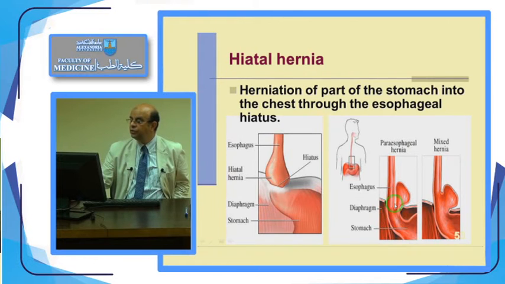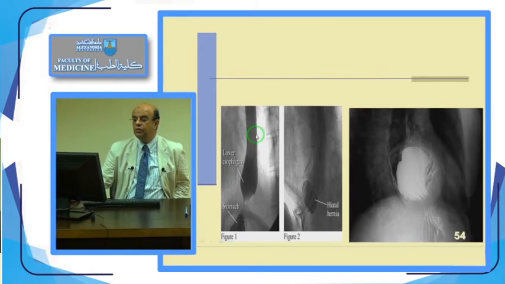In the paraesophageal hernia, the high pressure zone, the gastroesophageal junction, is anchored in its region, but part of the stomach herniates near the esophagus, near the gastroesophageal junction, through the hiatus. When the hernia becomes too large, we have the mixed hernia, which is a mix between sliding and paraesophageal hernia. This is the lower esophagus, this is the stomach, there is no herniation.